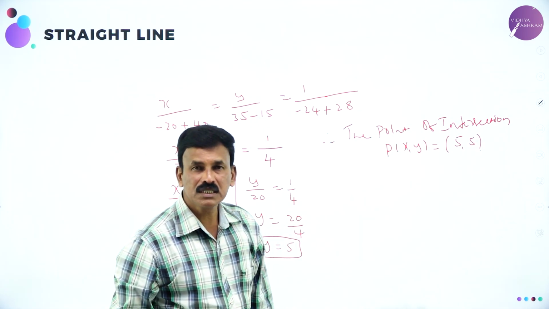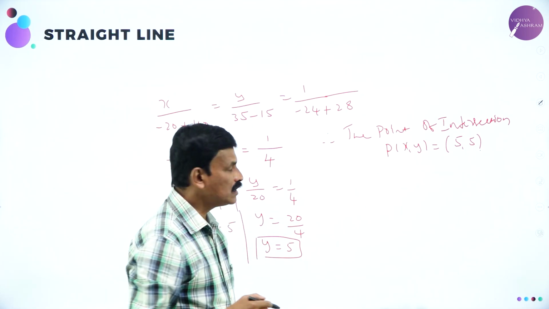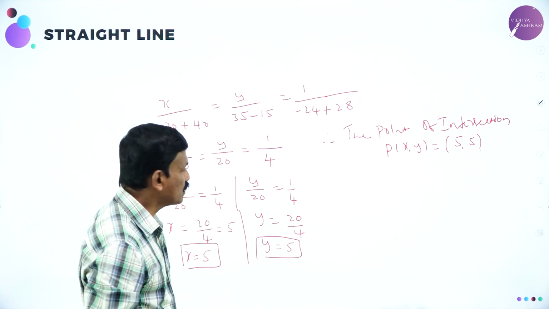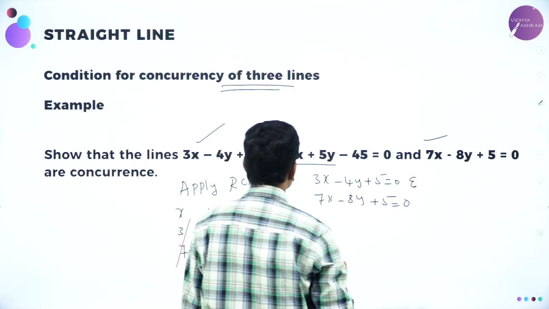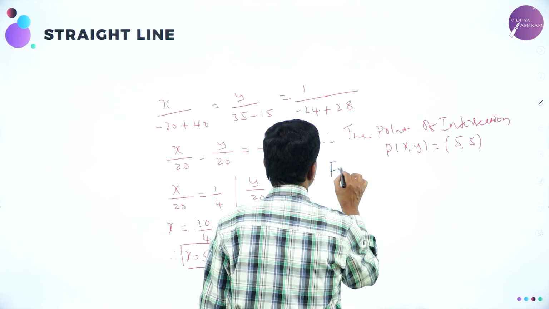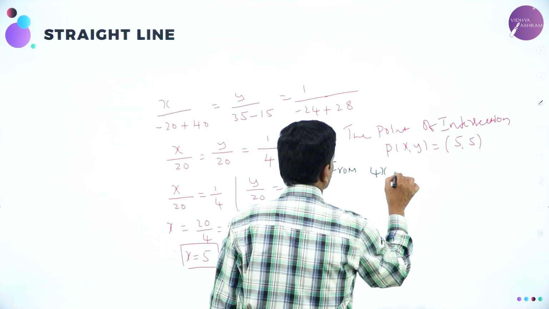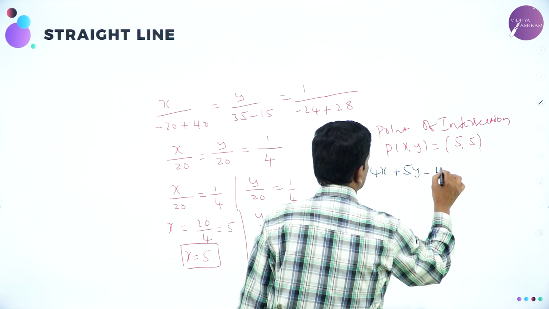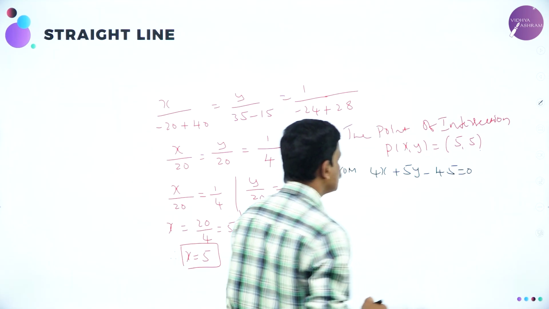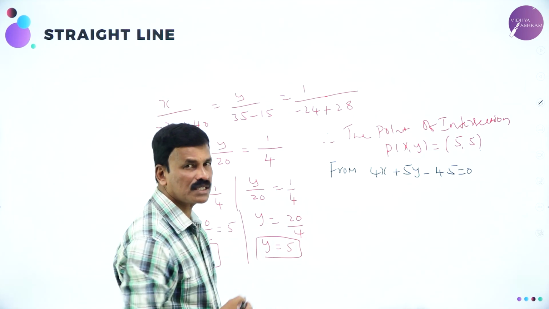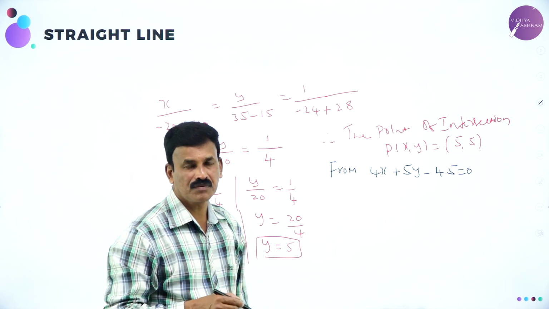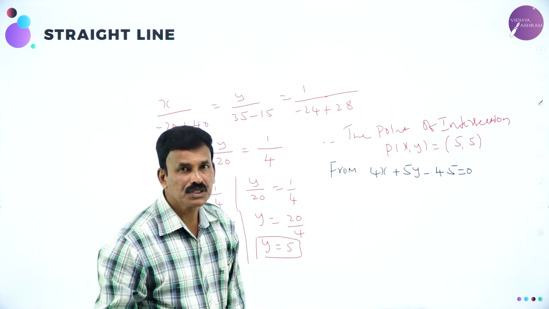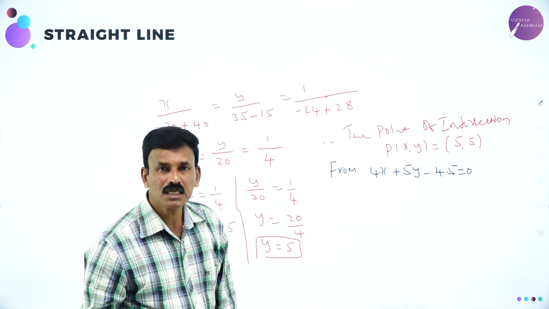Now, to verify whether the three lines are concurrent or not, let us take the remaining equation. What is the remaining equation? This is the remaining equation: 4x plus 5y minus 45 is equal to 0. If we substitute the values of x and y in this equation and it is equal to 0, then the three lines are said to be concurrent.